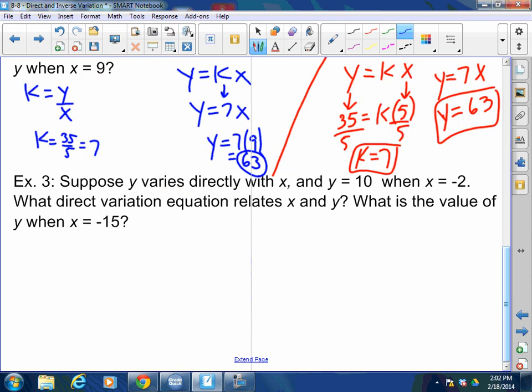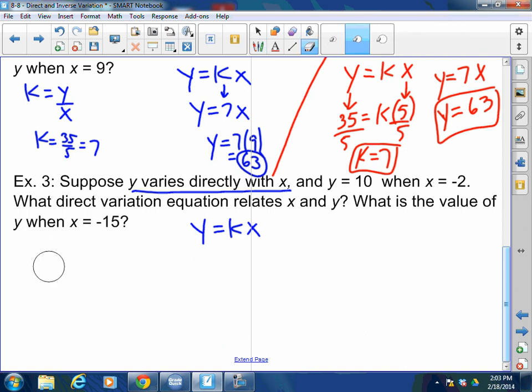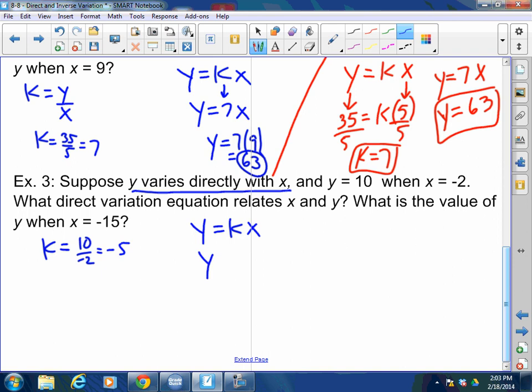Suppose y varies directly with x, okay? That's a direct variation. Y equals kx. And y is 10 when x is negative 2. What direct variation equation relates x and y? What is the value of y when x is negative 15? K equals y over x. That's negative 5. So my equation, y equals negative 5x. What is the value of y when x is negative 15? Negative 15 times negative 5 is 75. Excellent.